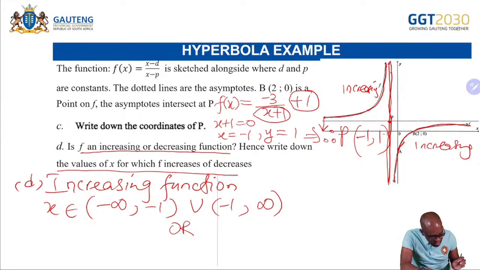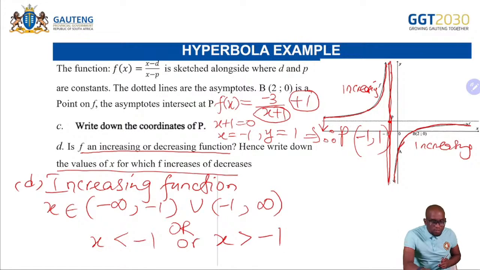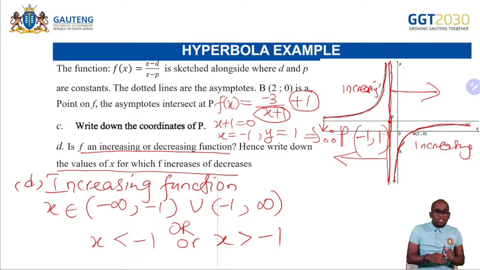Or obviously you can write it using our notation to say it occurs when x is less than negative 1 or when x is greater than negative 1. So the first arm is located when x is on this side, the second arm is on that side. You are just indicating where the arms are located. That's where the graph would be increasing for both those particular arms.